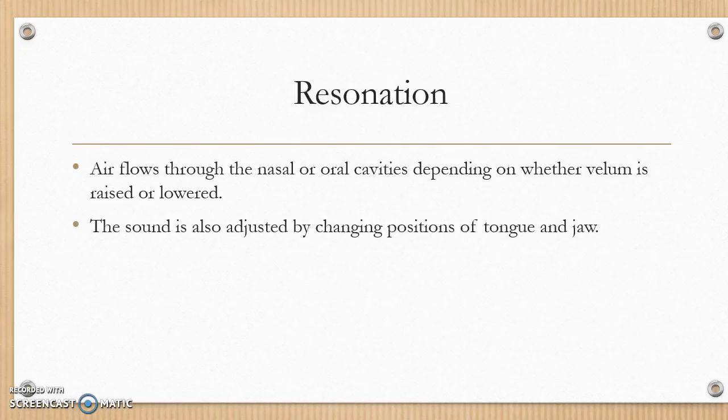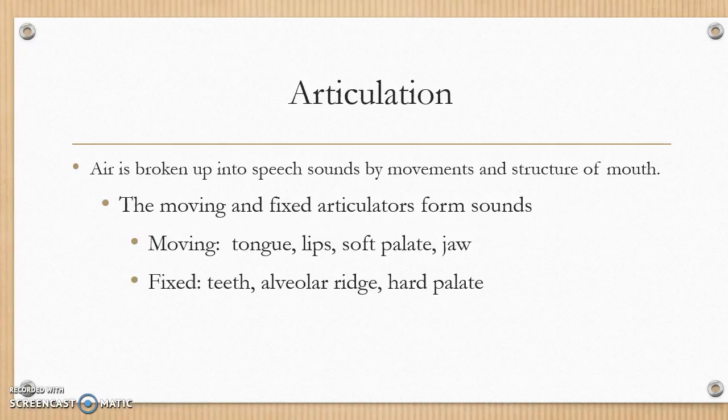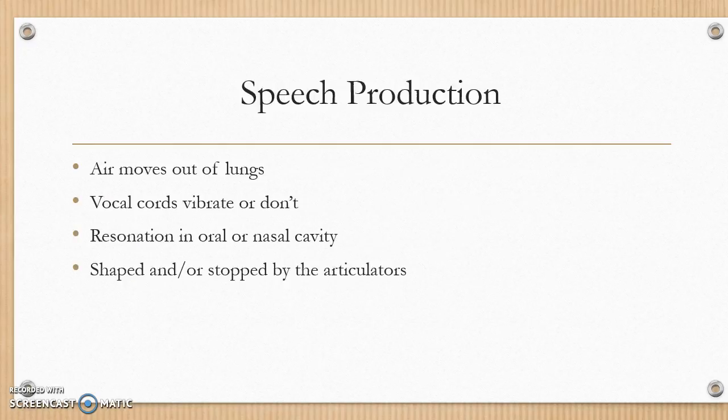Resonation is the air flowing through the nasal or oral cavities depending on whether the velum is raised or lowered. This is adjusted by changing the position of our tongue and our jaw. Articulation is how the air is broken up into speech sounds by the movements and structures of our mouth. We have moving parts, which are our tongue, lips, soft palate, and jaw. And then we have fixed parts, which are our teeth, our alveolar ridge, and our hard palate.